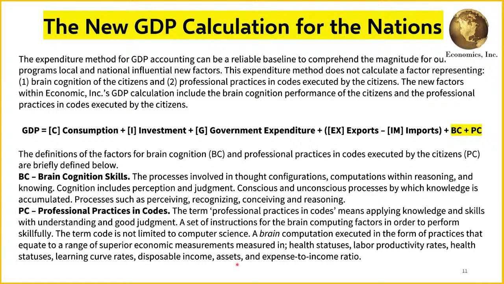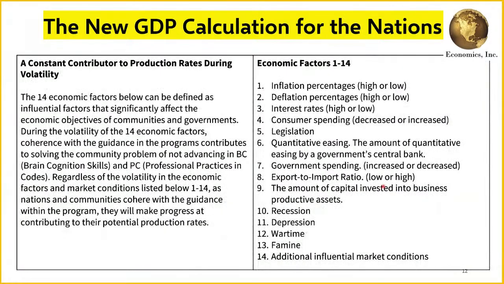Thank you so much. So we definitely know that we can improve our health statuses. We definitely know we can improve labor productivity rates. We definitely know we can turn learning curves, disposable income, assets. So how do we do it? Well, we have knowledge and skills that are able to do it. And how do we do that? We improve the brain function, making the complex simple. Let's move on.